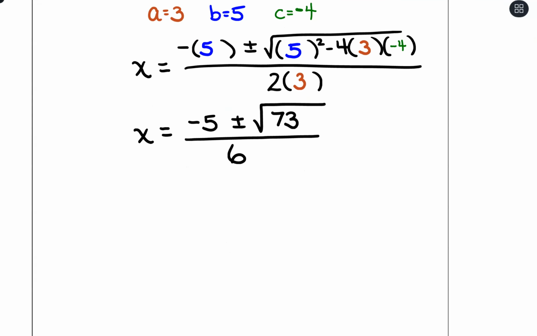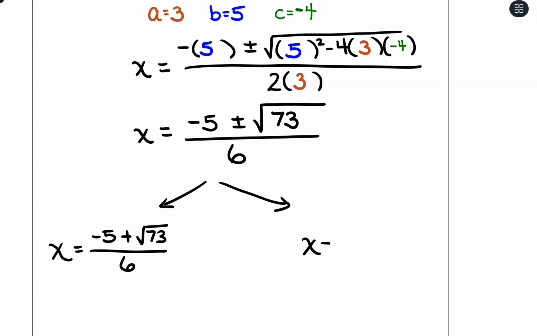And you could leave the answer just like that, or if you want to split into the 2 scenarios, we would have x is negative 5 plus root 73 over 6, and x is negative 5 minus root 73 over 6.